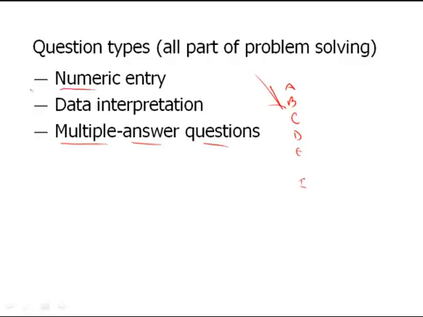I mean, you'll only see a couple of numeric entry. You'll see probably about 6 data interpretation questions and a few multiple answer questions. One great thing is when you go through our product and you actually do a question, such as a numeric entry question, they'll say you will see this many numeric entry questions per section. So it'll give you a better idea of just how many of these problem solving questions you'll see.